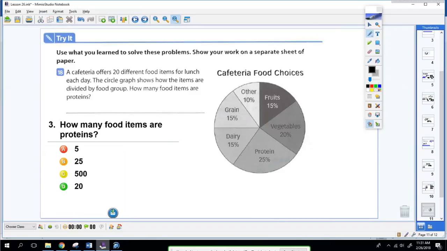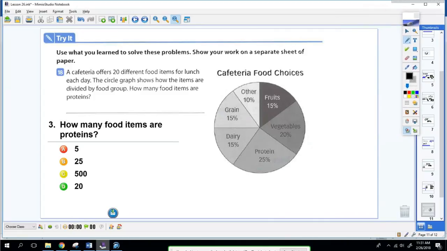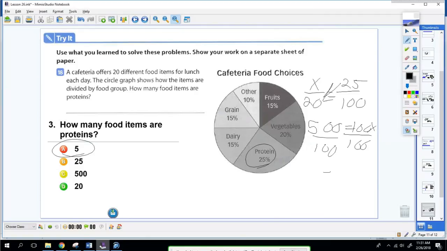Okay, last problem. A cafeteria offers 20 different food items for lunch each day. The circle graph shows how many items are divided by food group. How many food items are proteins? We're going to do it just like we did before. So you have x over 20 food items, and we're looking at proteins, so that's 25%. So it'd be 25 over 100. You cross multiply. 25 times 20 is 500, and 100 times x is 100x. You divide it and you get 5. So there are 5 food items that are proteins.